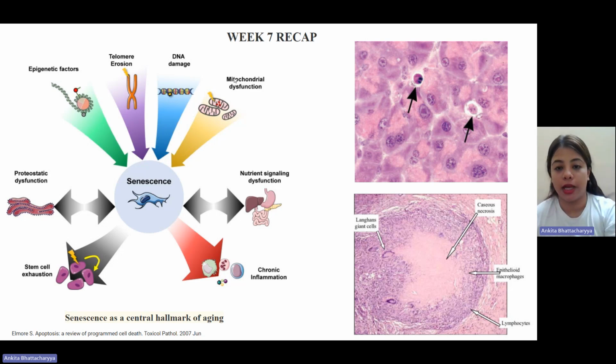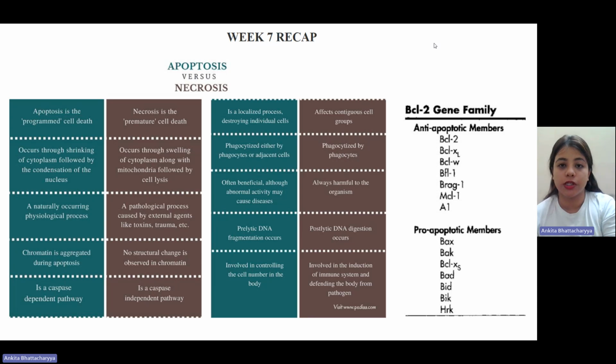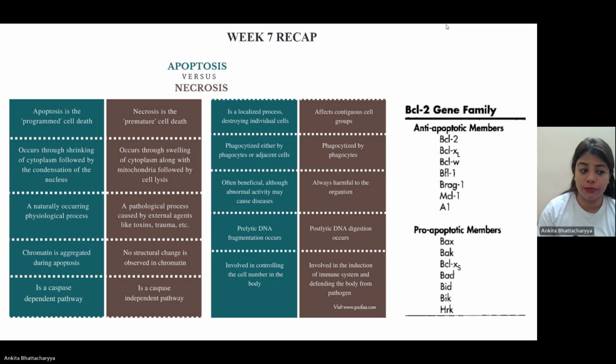Now, with this in mind, we will try to look at the differences that persist between these two processes, which we are saying are both physiologically relevant, but how are they different and what is the need for having these two visually different types of processes in place when effectively they are both causing cell death.